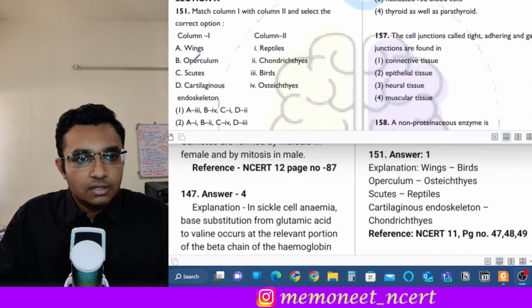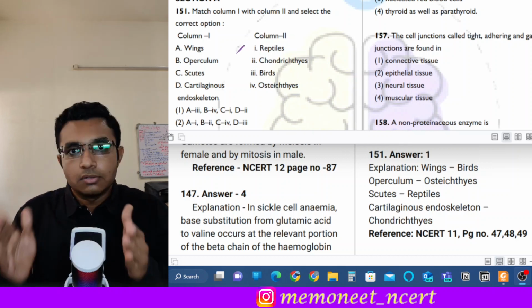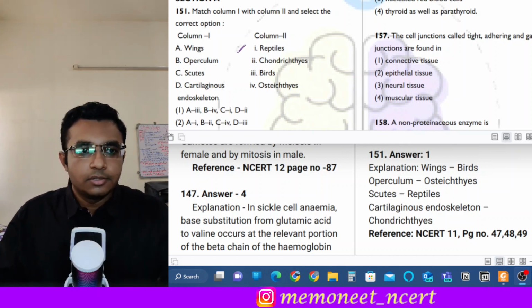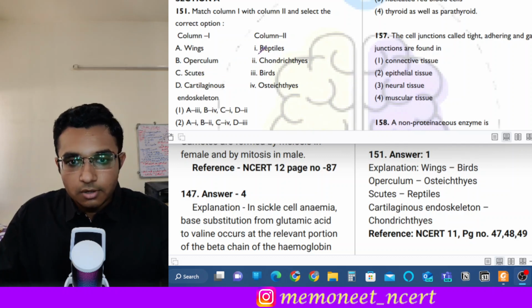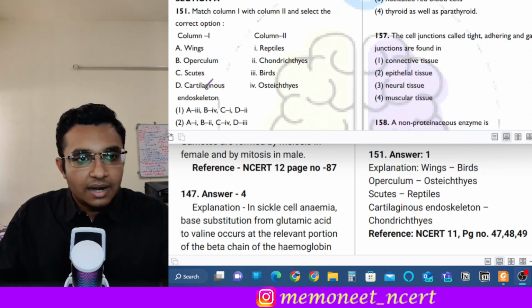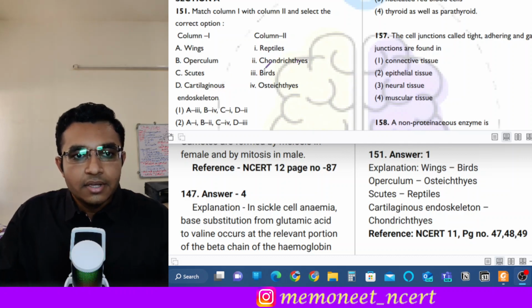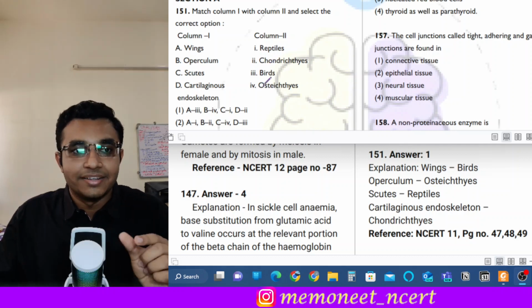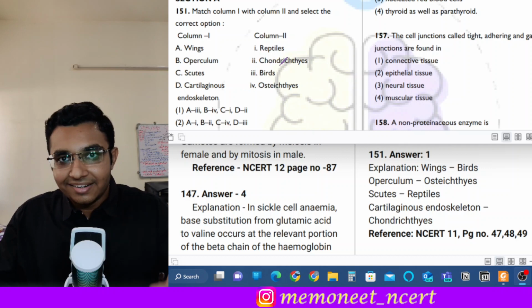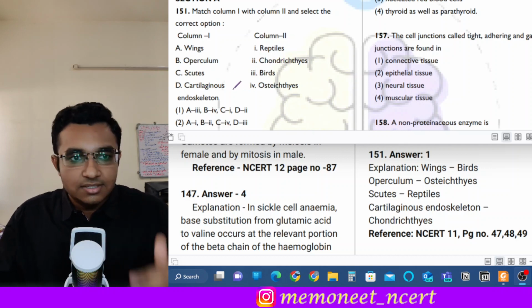Then operculum. So operculum is belonging to the bony fishes or the osteichthyes. So remember O with O. So operculum, osteichthyes. Okay. Then scutes. So scutes belong to reptiles. And cartilaginous endoskeleton. We know that the chondrichthyes or the cartilaginous fishes, they have cartilaginous endoskeleton. So remember chondro. Chondro is a specific word for cartilage. So the chondrichthyes or the cartilaginous fishes, they will be having cartilaginous endoskeleton.